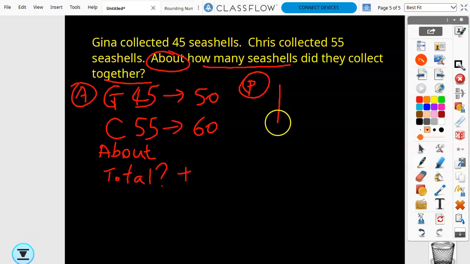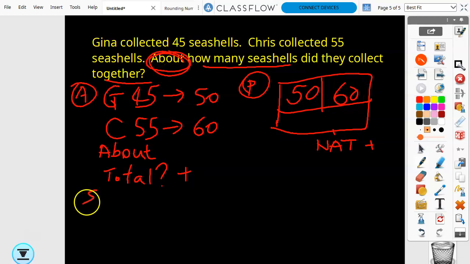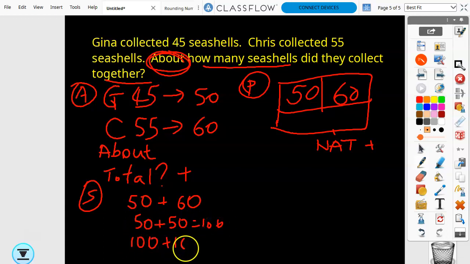Our plan, which is our strip diagram, would look like this. We need a total. We don't have one. That tells you you're adding. And we're adding 50 and 60 because it's about. So to solve the problem, you can use an HTO chart, you can use break apart, you can use a number line. I'm going to break it apart a little bit. 50 plus 60. I know 50 plus 50 equals 100. And I know 100 plus another 10 equals 110. So my answer would be 110.